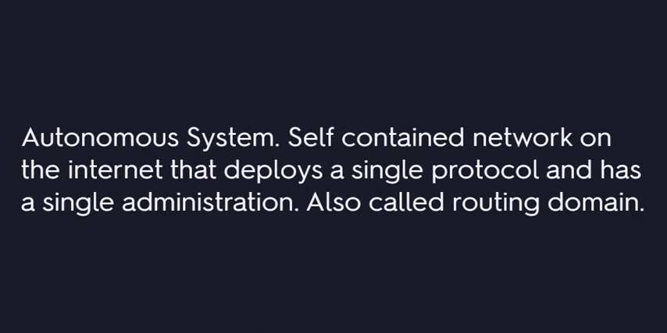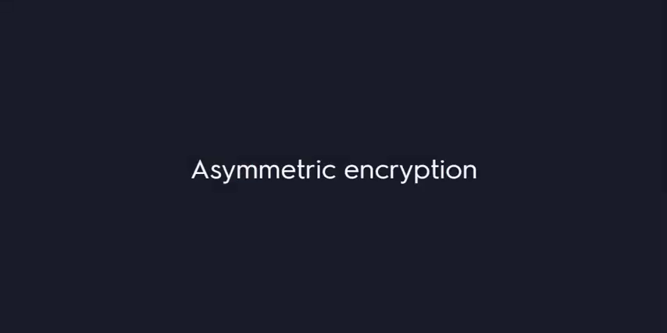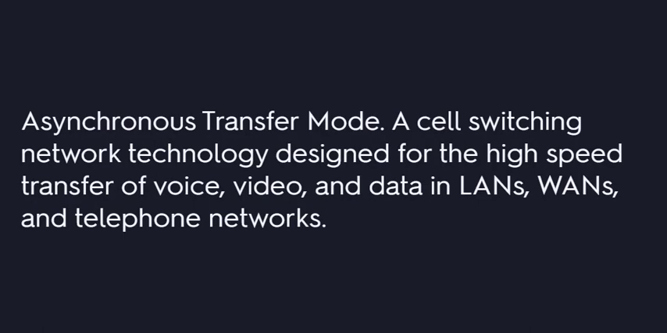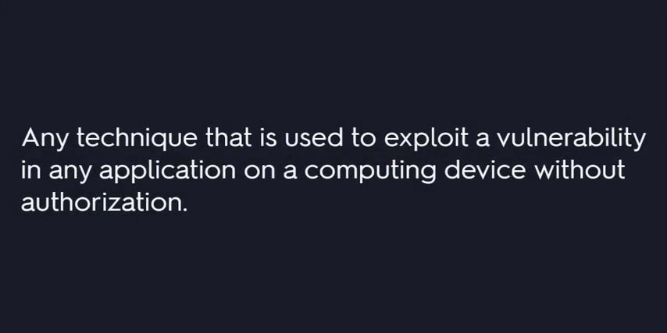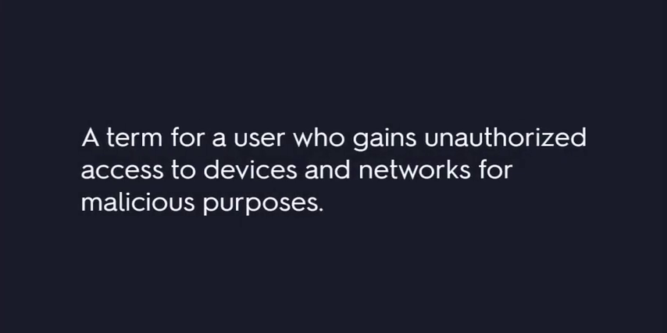Autonomous system: a self-contained network on the internet that deploys a single protocol and has a single administration, also called a routing domain. AS. A communication method in which special start and stop bit patterns are inserted between each byte of data, enabling the receiver to distinguish between the bytes in the data stream: asynchronous communication. Asymmetric encryption. Asynchronous Transfer Mode: a cell switching network technology designed for the high-speed transfer of voice, video, and data in LANs, WANs, and telephone networks. ATM. Any technique that is used to exploit a vulnerability in any application on a computing device without authorization: attack. A term for a user who gains unauthorized access to devices and networks for malicious purposes: attacker.